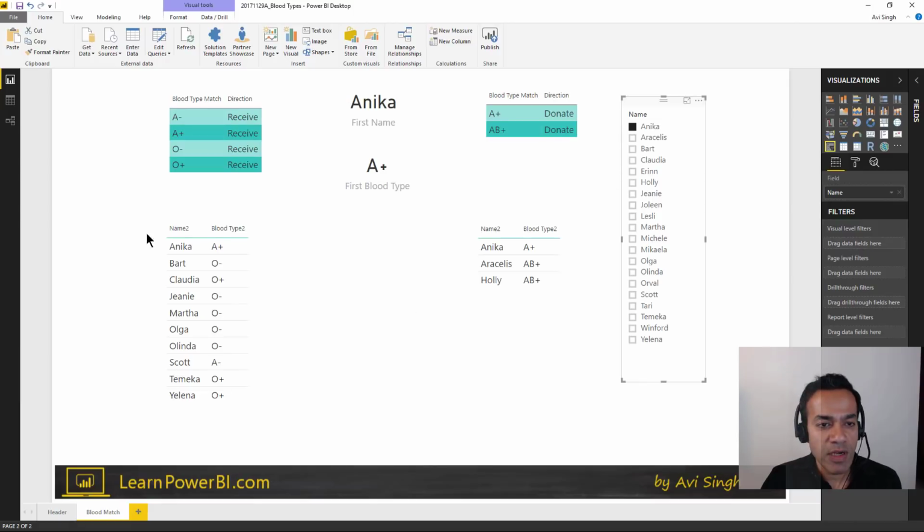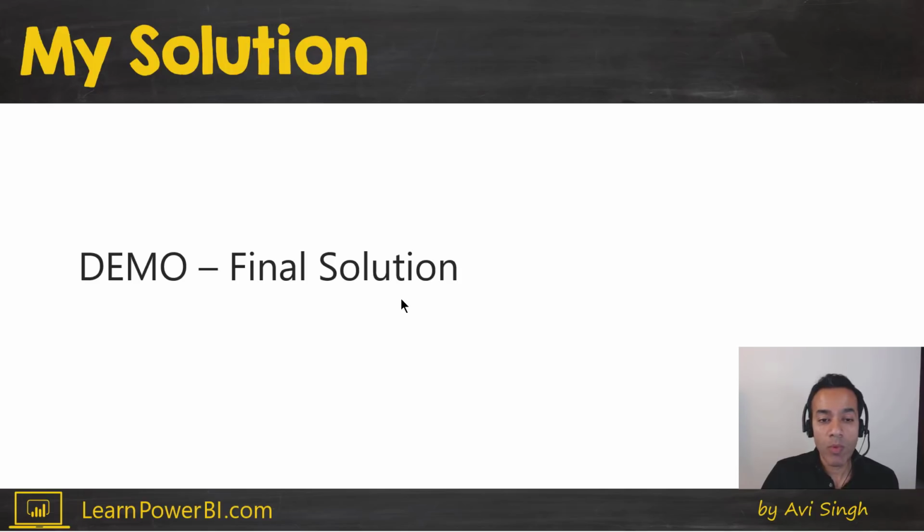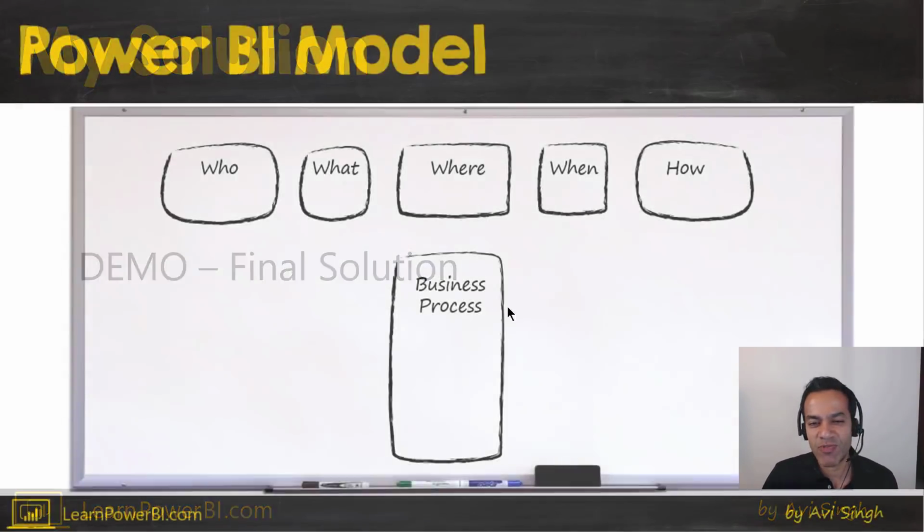So here we have the final report, and the employee can be selected, and based on their blood type, you can see the blood type that they can receive, the personnel that they can receive the blood from, and the blood type they can donate to, and the personnel they can donate blood to. So that's our final solution. But we're going to build this step by step because I could give you the fish, but I would rather teach you how to fish. That's more fun, isn't it?